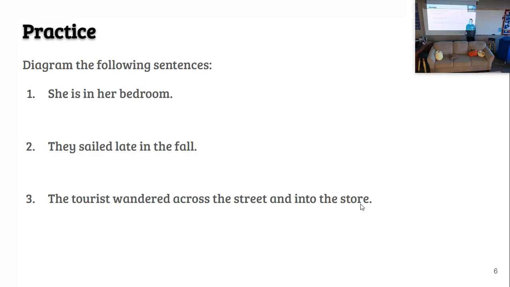All right, who or what is the sentence about? What's our subject? Ben, what's our subject of number 3? Tourist. Diana, what's our verb? Wandered. Okay, the is modifying what, everyone? Tourist. Now we have to figure out what these 2 prep phrases are modifying. Let's start with across the street. What is across the street modifying? What other word in the sentence?